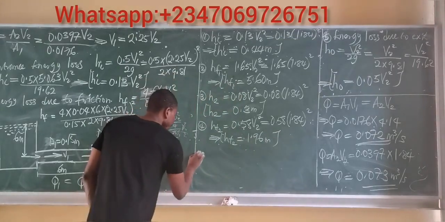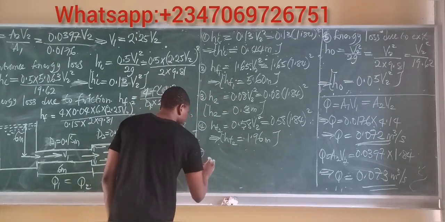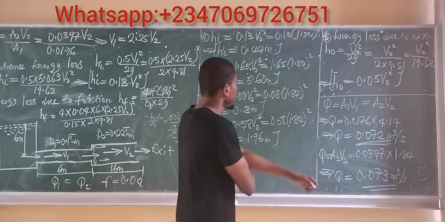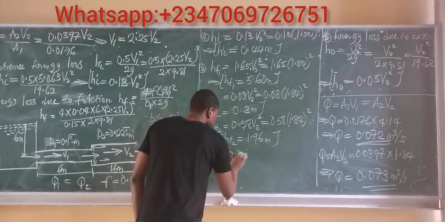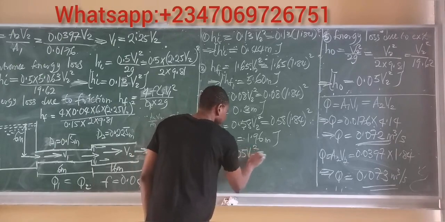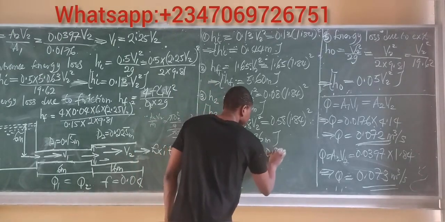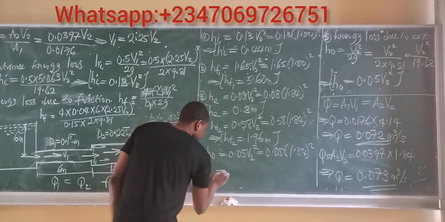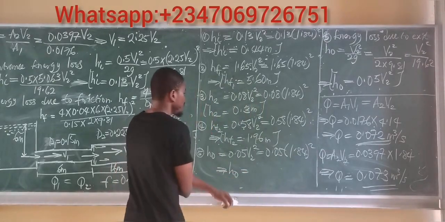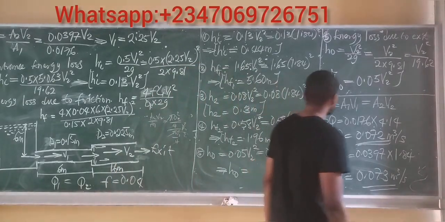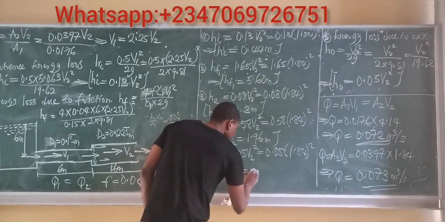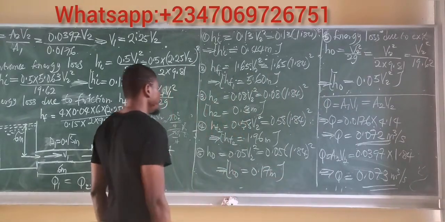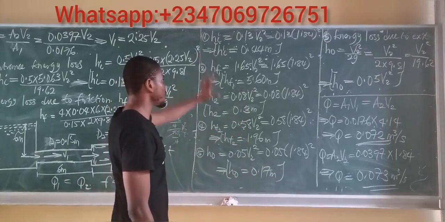And finally, we calculated the outlet energy, or energy due to exit, which is HO, and we obtained the value as 0.05 V2 all squared, and that is equal to 0.05, V2 remains 1.84, all squared. So this implies that HO is equal to 0.05 multiplied by 1.84 all squared. So you have 0.17 in meters. So this becomes the outlet energy. All right, so these are all the values of the energy losses.